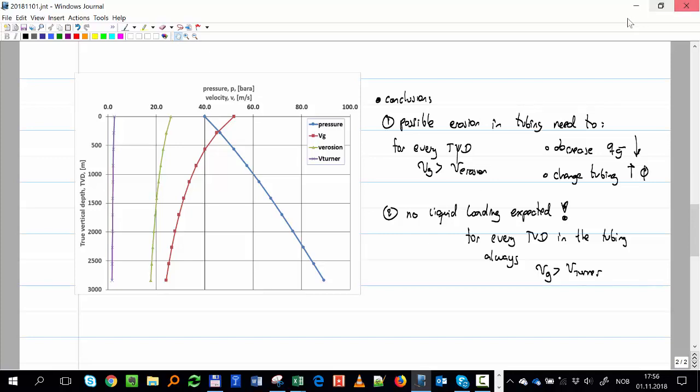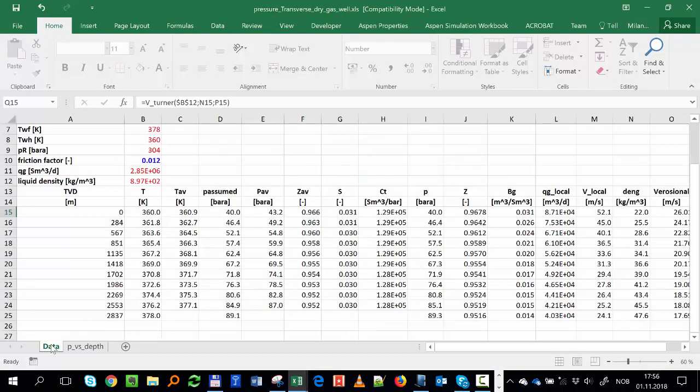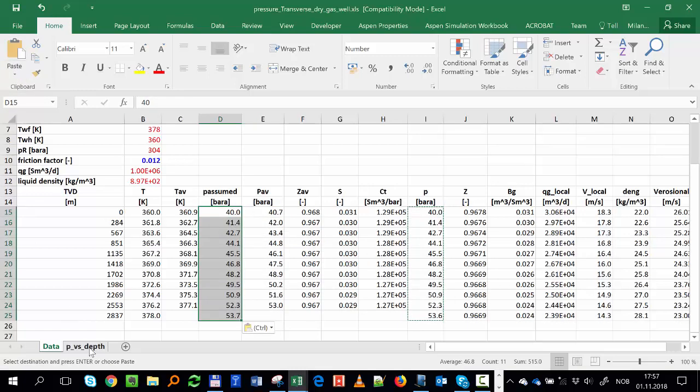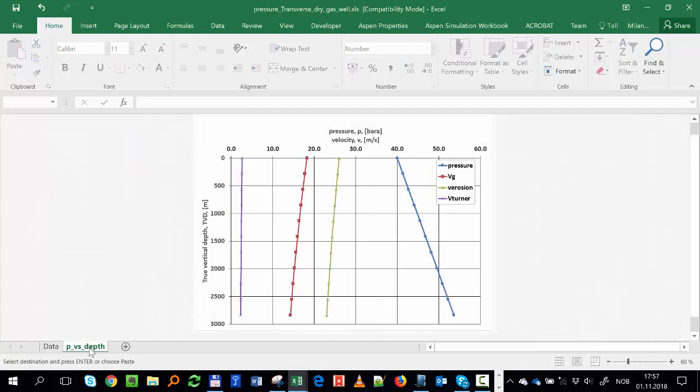So I suggest we change now. Let's see if it works. I think it should work. Let's change now the rate of the well to 1 million. Now we have 285, so let's try 100. You see now the pressure is not 80 anymore, but it's 53. So we have to copy that and paste it again here on the assumed number. Let's see now again our plot, how it looks like.